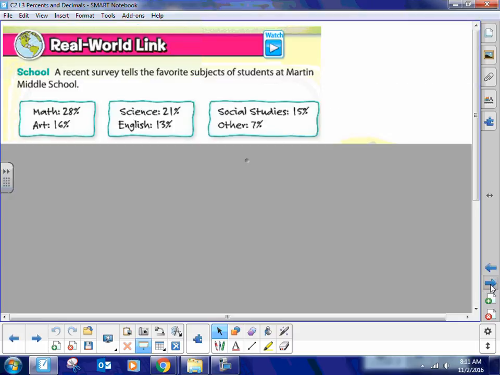Real world link, we're going to start with school. A recent survey tells the favorite subject of students at Martin Middle School. Math is 28%, art is 16%, science is 21%, English is 13%, social studies is 15%, and others is 7%. Of course, math is number one because, well, math is the greatest subject of all time.